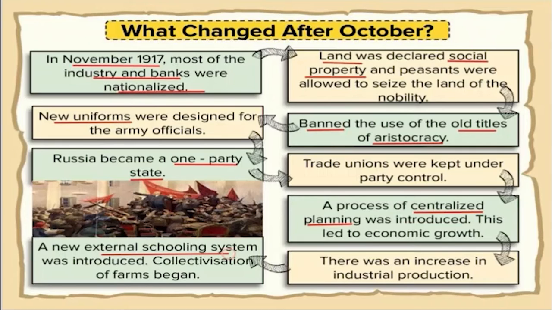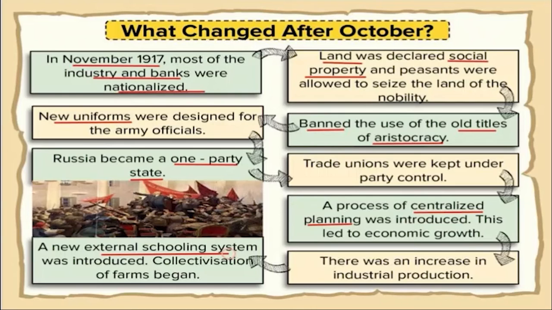Now, the old titles, like sir, ma'am, and everything given to the aristocracy, they were told that no, you are not getting any titles. It is banned from now. There were new uniforms also. There was a red hat also designed. New uniforms were made for the armies. Then, Russia initially became a one party system, where only one party is ruling it. Correct. Now there were trade unions also which were kept under party control.